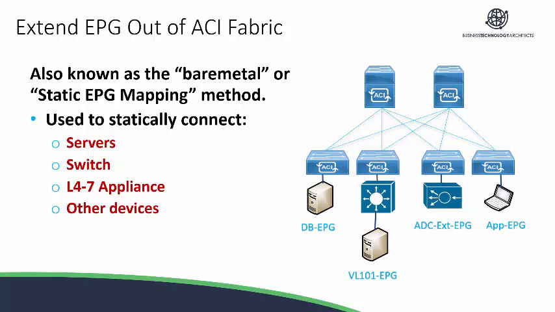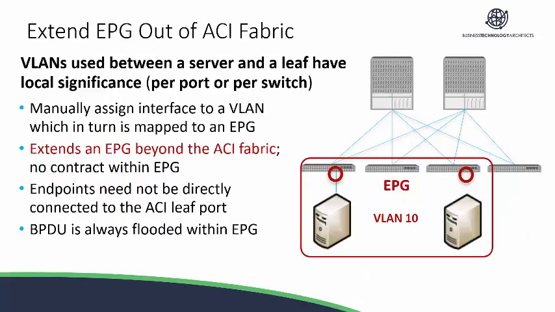Extending an EPG is static EPG mapping. Okay, servers, not really a switch, you won't do that, but Layer 4 through Layer 7 or other appliances. So this is a quick look. You're just plugging interfaces up to the leaf switch, but you need to be able to statically map the EPG. Extending the EPG out of the ACI fabric, as we've already talked about, will statically assign a leaf port along with a VLAN ID to an EPG. So they can be behind a Layer 2 network as long as the VLAN associated with the EPG is enabled within the Layer 2 network that connects the remote endpoint to the ACI fabric.